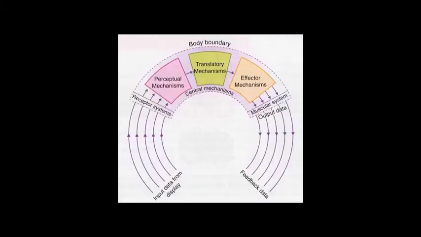The first of the more complicated models of information processing is this one here, often referred to as Whiting's model. Now, you don't need to remember the term Whiting, but it is his model, and some books will refer to this as Whiting's model. It takes in the input from the display, and when we see the word display, we're talking about the environment. It goes through to the receptor systems here, and the perceptual mechanisms, translatory mechanisms, effector mechanisms, output and feedback.